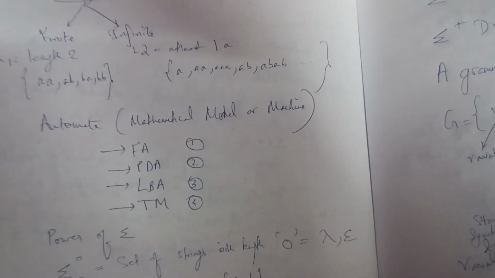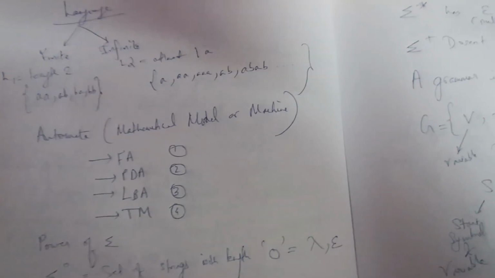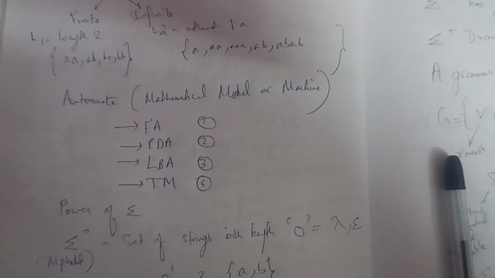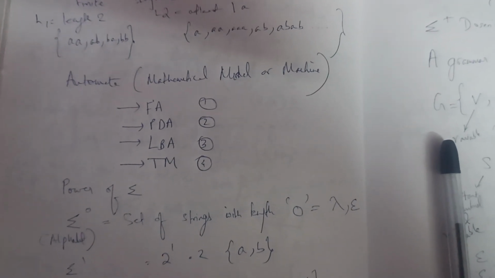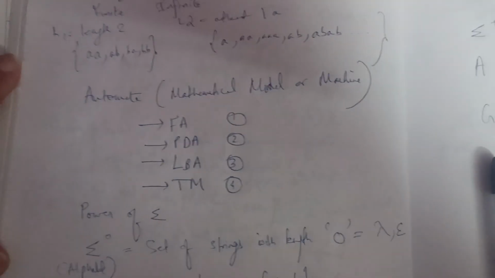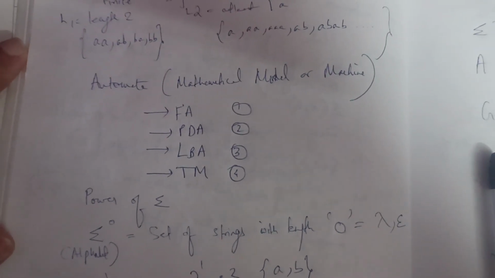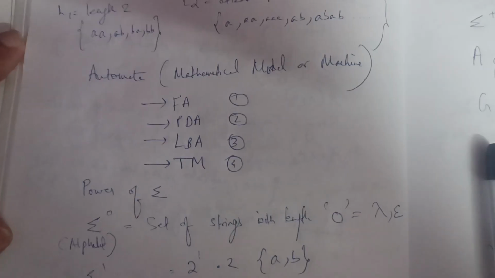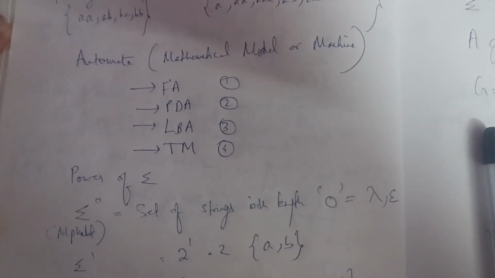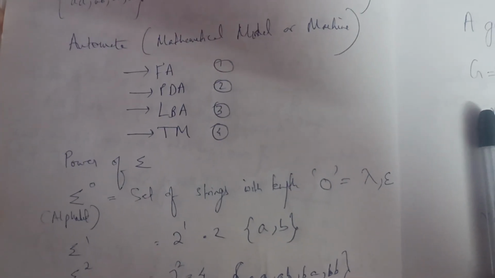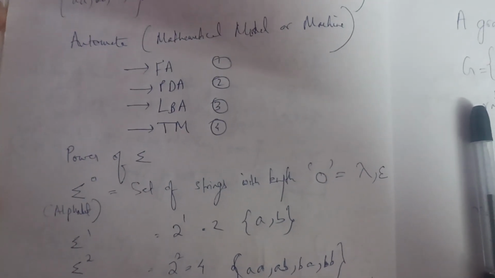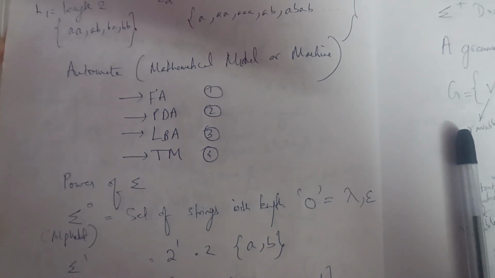Now what is automata? We finished language, and now we want to know about automata. Automata is basically a mathematical model or a machine. Automata can be of various types, such as FA, that is finite automata, PDA, that is pushdown automata, LBA, that is linear bounded automata, or TM, that is Turing machine.